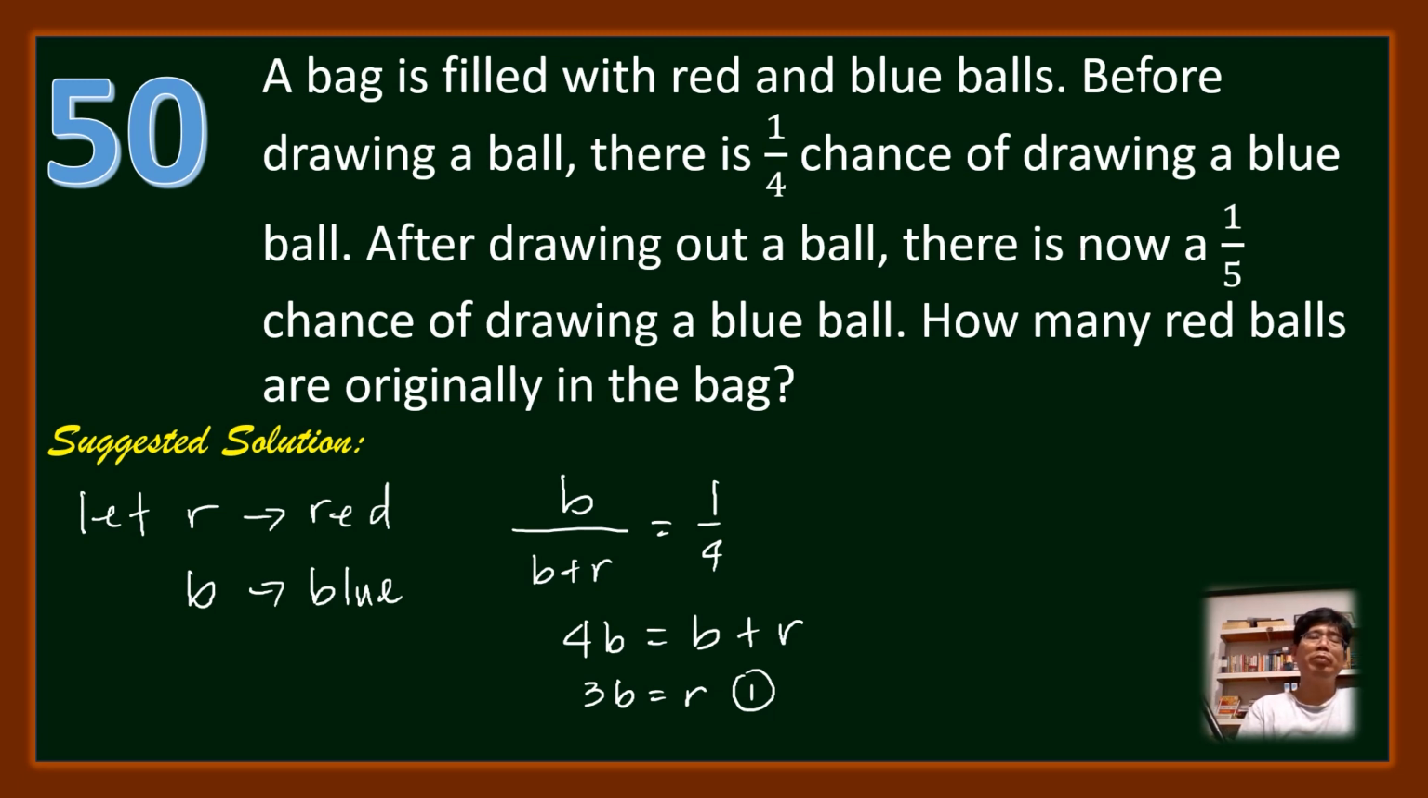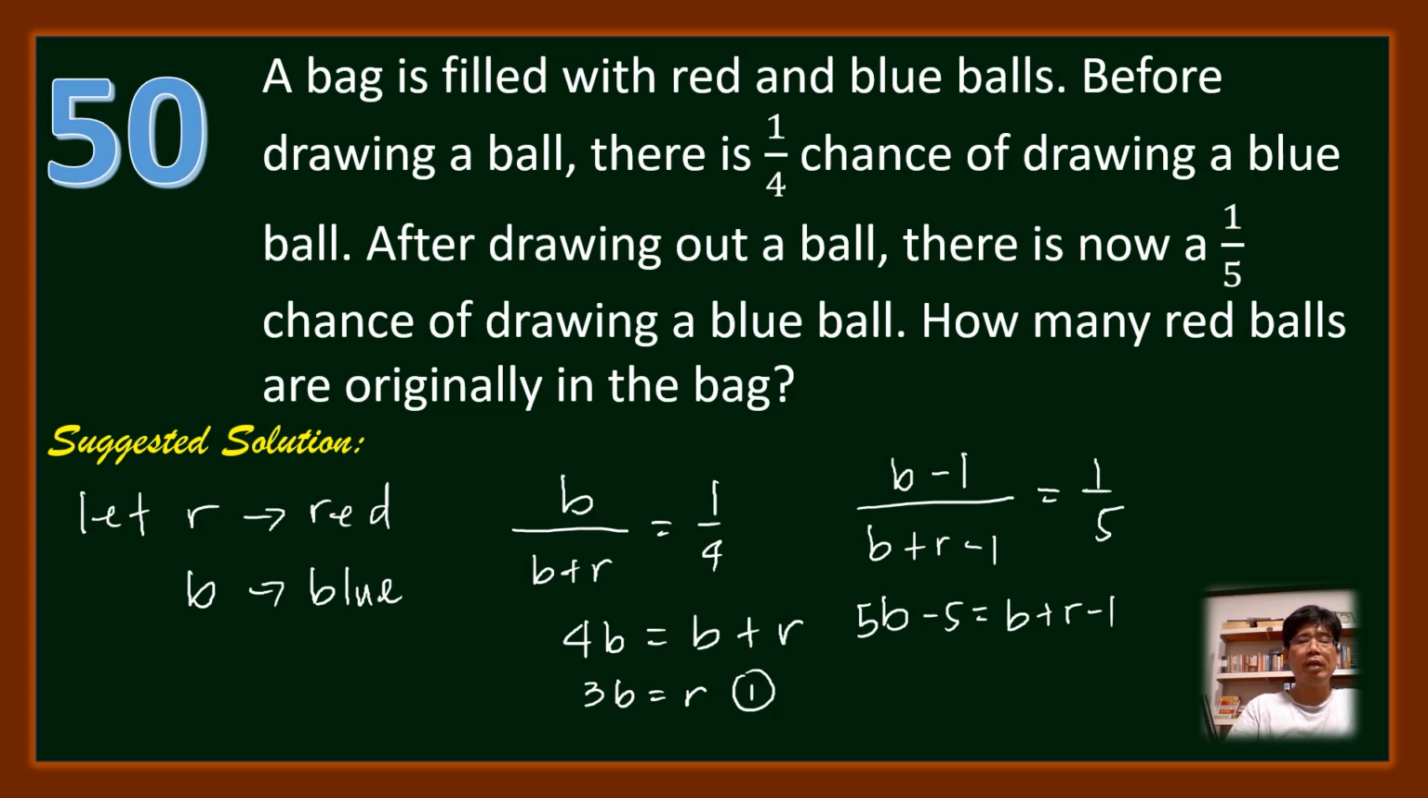In another situation, when a ball has been drawn out, the chance of drawing a blue ball has reduced to 1/5. So that is B minus 1, because a blue ball has been drawn, over B plus R minus 1 is equal to 1/5. Cross multiplying, we have 5B minus 5 is equal to B plus R minus 1. Simplifying this equation, we have 4B minus R is equal to 4. Let us have this equation 2.